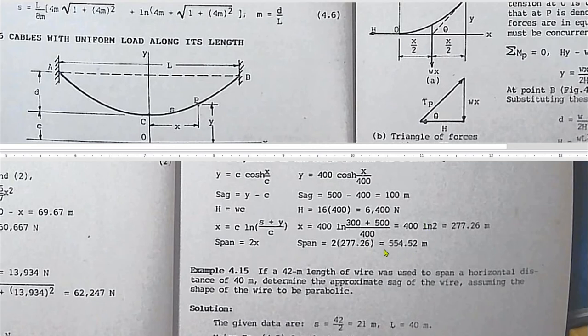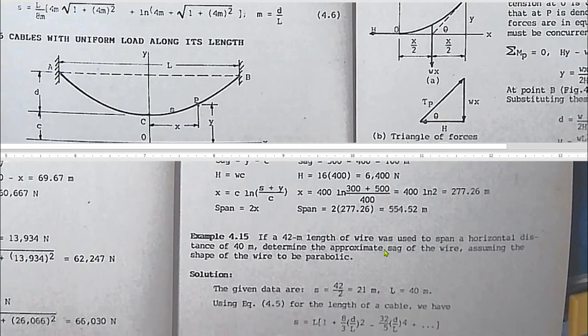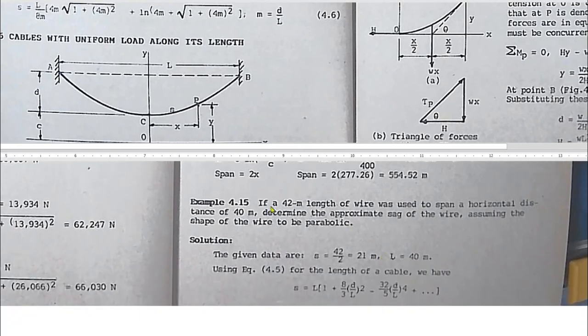Next, let's proceed to problem 4.15. If a 42-meter length of wire was used to span a horizontal distance of 40 meters, determine the approximate sag of the wire. So let us identify the given. Yung 42 meter, yan yung arc length, okay? Or that is equal to 2S. Ayan o, 2 times S will give you 42.